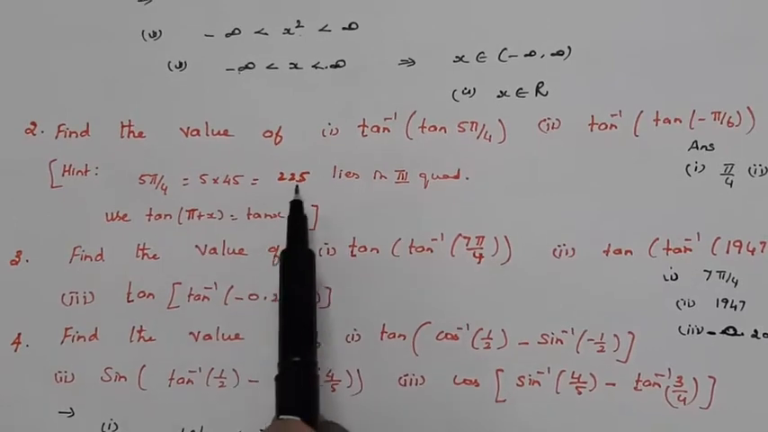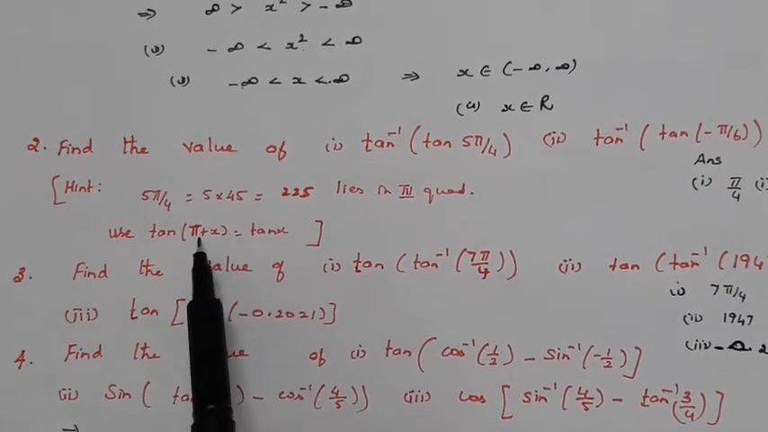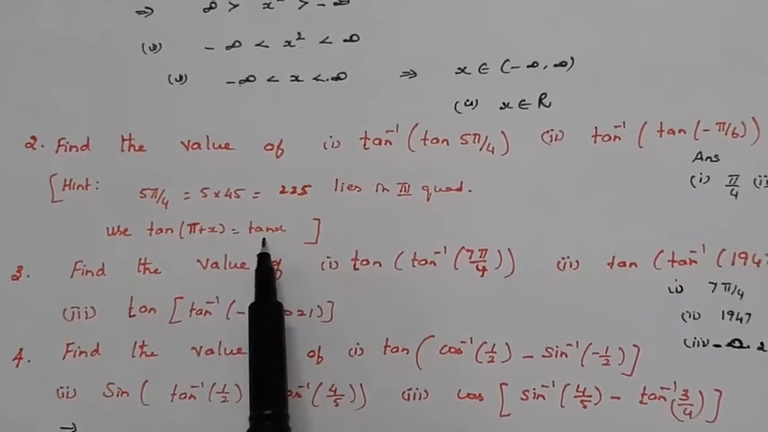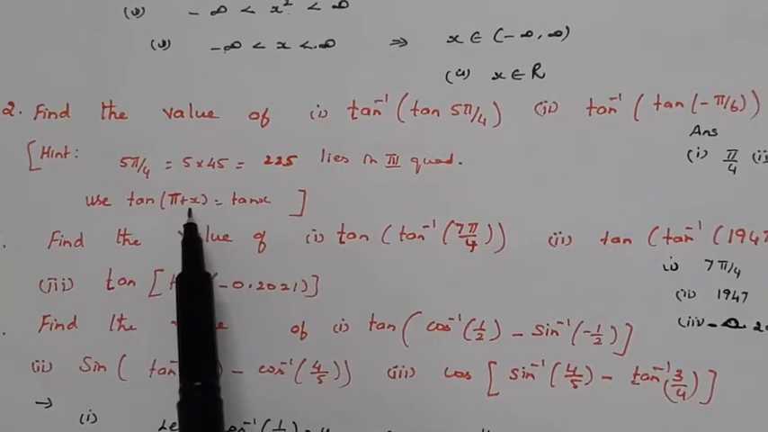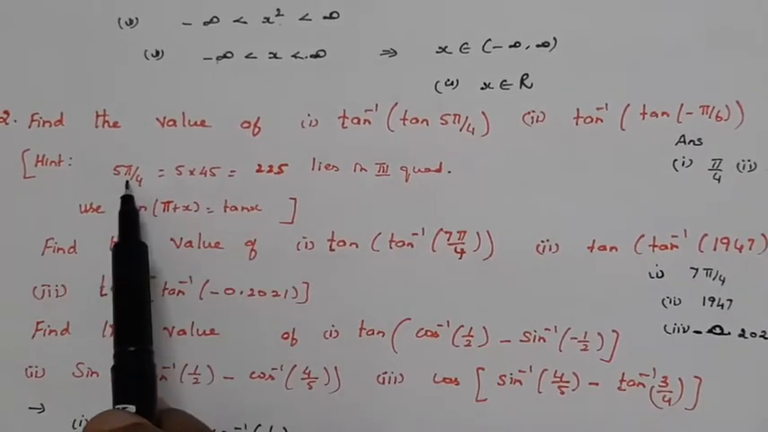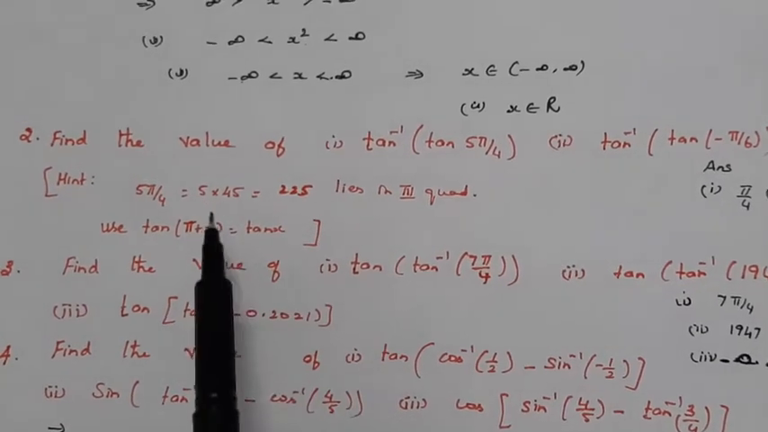But here this angle lies in the third quadrant. An angle in the third quadrant is represented as pi plus x. Tan of pi plus x is equal to tan x. Okay. So take this angle 5 pi by 4 as pi plus x. Find x and rewrite tan 5 pi by 4 as tan of that angle. Okay. Do you understand this?